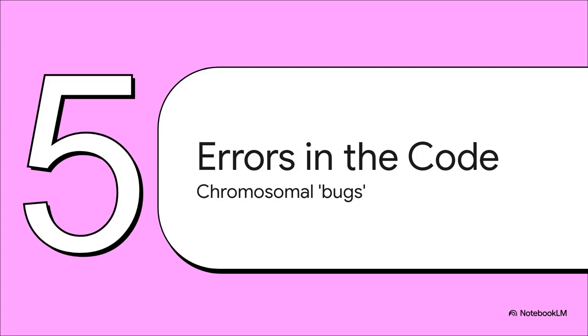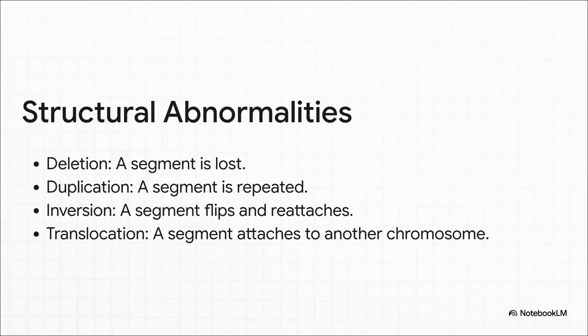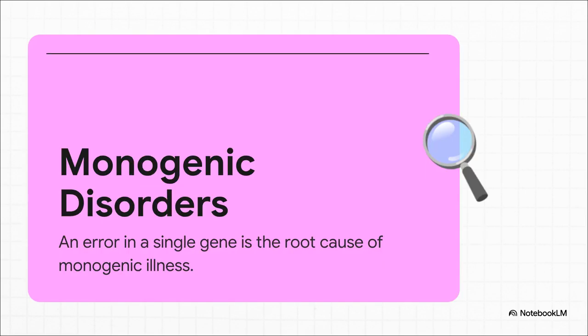All right, Section 5, Errors in the Code. No operating system is perfect, and sometimes these chromosomal bugs can creep into the genetic code. And these bugs can happen on a pretty large scale, changing the whole structure of a chromosome. A piece of code can get deleted, or it can be accidentally duplicated. Sometimes a chunk breaks off, flips itself backwards and reattaches, or it can even get moved to a totally different chromosome. That's translocation. But the error doesn't have to be massive.